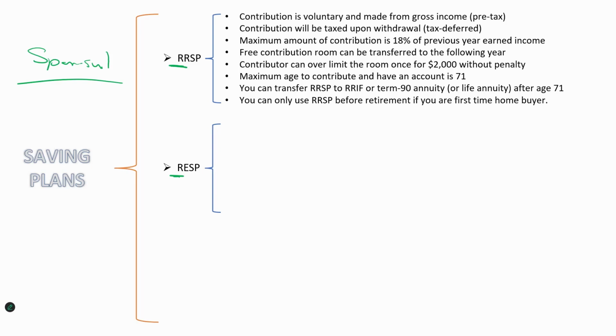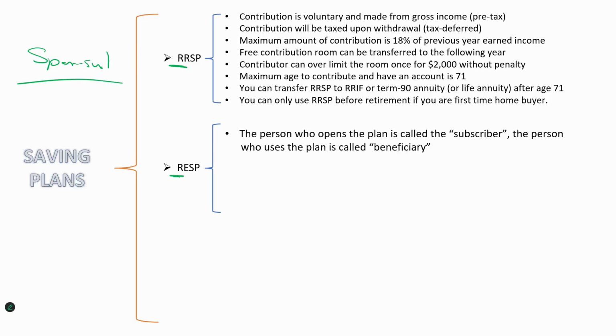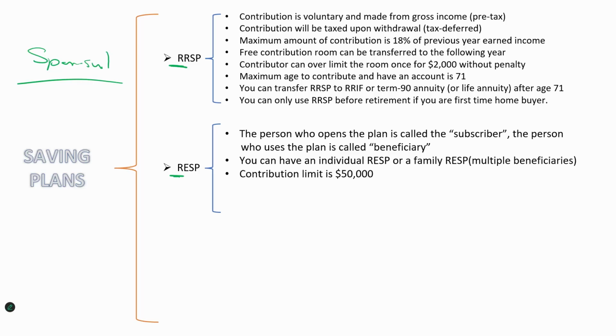But RESP is the only account that you can do for your children. The person who opens the plan is called the subscriber. The person who uses the plan is called the beneficiary, which is usually the child. There is no tax advantage on this. You could have an individual RESP, that means for every child, you have a separate RESP. You could have a family RESP as well, where all children are involved in one account, and any of them that goes to school can use that RESP account.